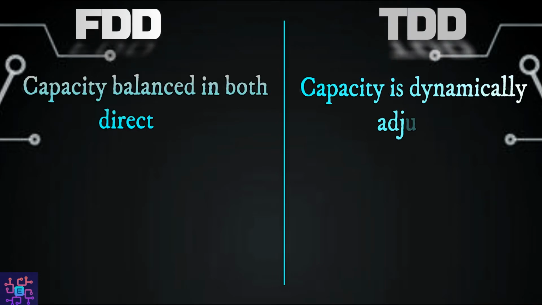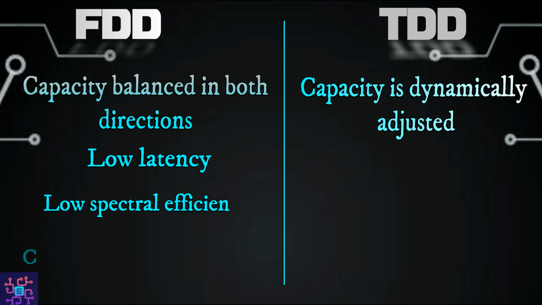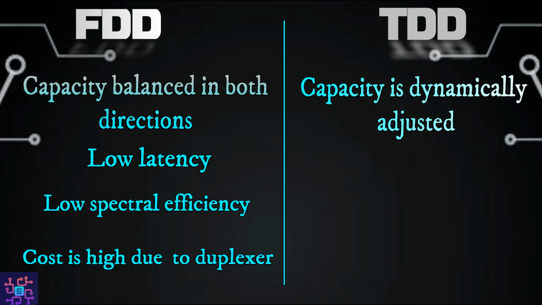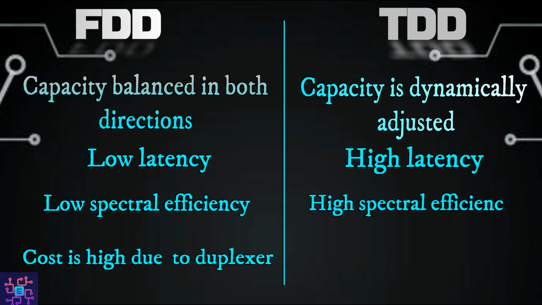Frequency division duplexing provides low latency, low spectral efficiency, but the cost is high due to the use of a duplexer. While time division duplexing provides higher latency, higher spectral efficiency, but its cost is low.